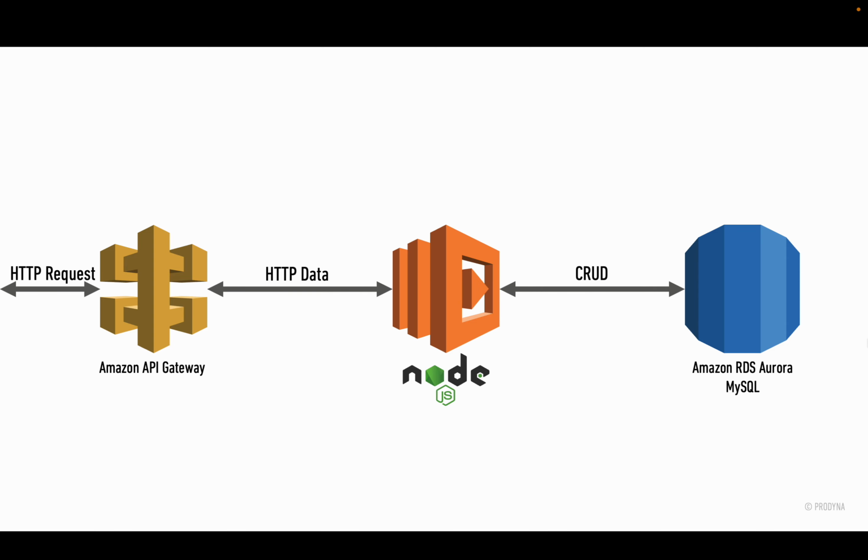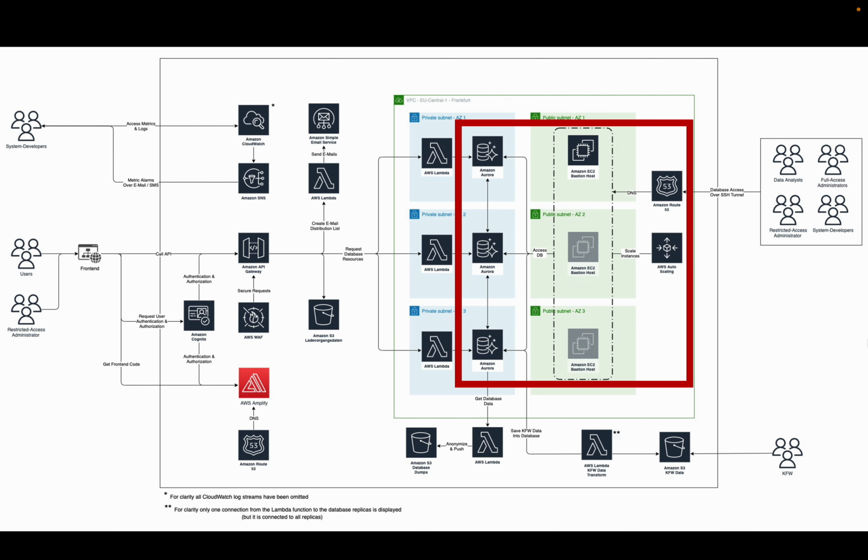So we basically got this workflow, this data flow. The front end sends an HTTP request against the Amazon API Gateway, and the gateway sends the HTTP data to our Lambda function, to our backend, and the Lambda functions then execute the CRUD operations against our Aurora. So what you can see here is the only part that is not fully serverless in our architecture.